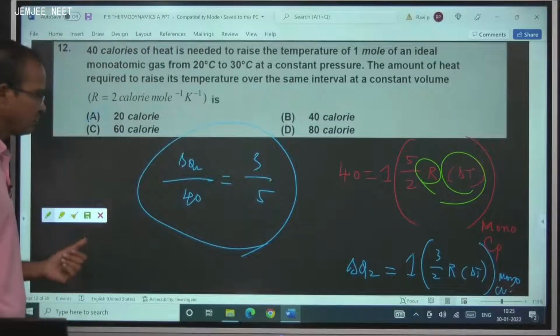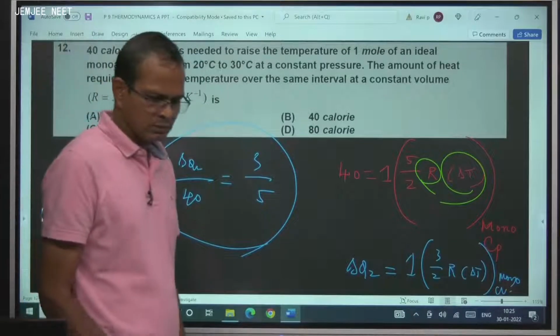I hope you understood. But in the first equation, if you substitute the value, it's not coming.